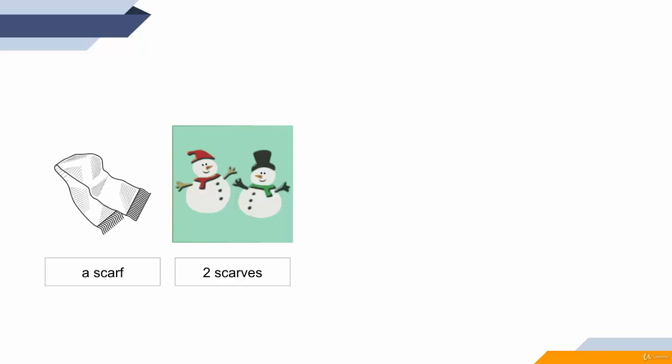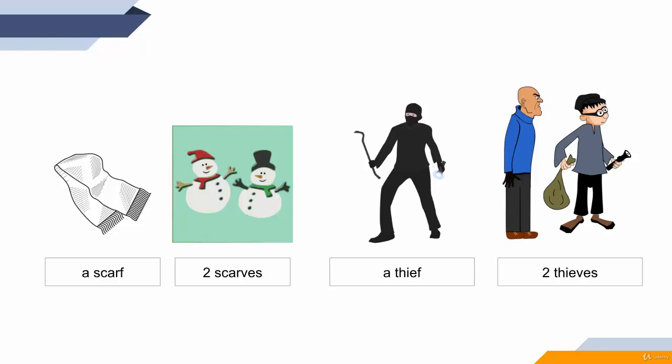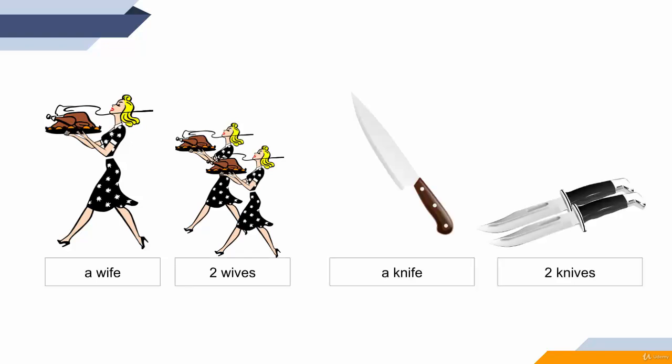Scarf, scarves. Thief, thieves. So what you notice here, the final letter is F when we speak about the singular noun. It finishes in F. In plural, F is changed into V-E-S. A scarf to scarves. A thief to thieves. This is the rule, and it is the same in these examples. Wife to wives. Knife to knives.